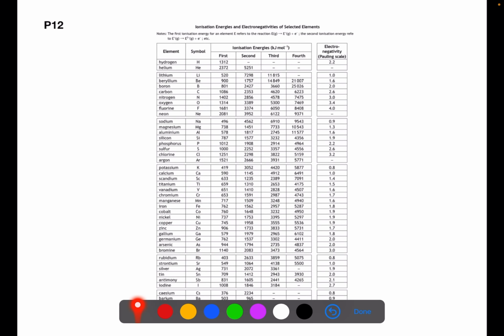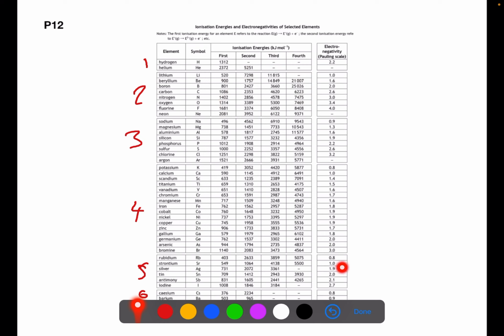On page 12, you have the ionization energies, and these are split into the periods. So you have period 1, period 2, 3, 4, 5, and 6. The ionization energy is the energy required to remove 1 mole of electrons from 1 mole of atoms in the gaseous state. You then also have the second and third shown in this table.